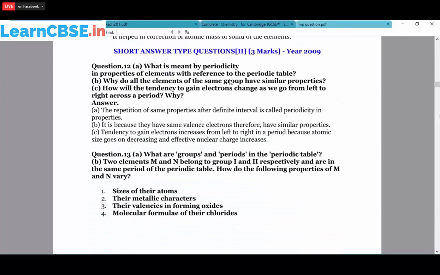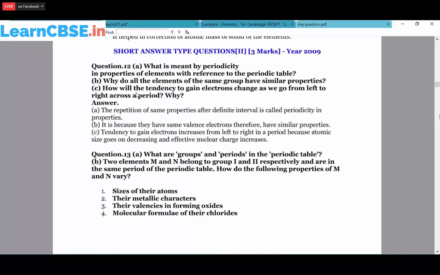So what is meant by periodicity? The repetition of the same properties after a definite interval is called periodicity in the properties. Why do all the elements of the same group have similar properties? Because they have the same number of outermost shell electrons. For example, in group 1 all the elements have to lose only one electron. It is because of the same valence electrons that they have the same properties.